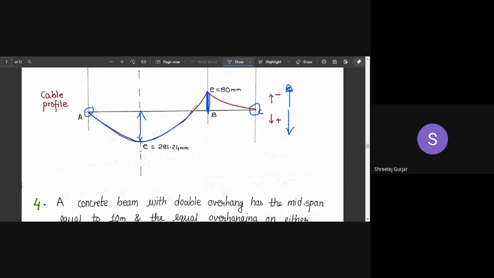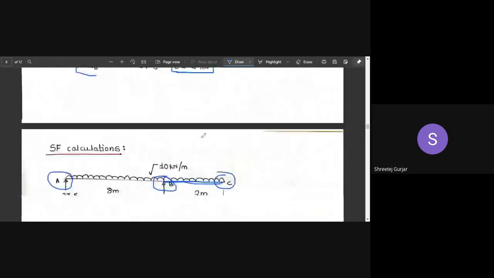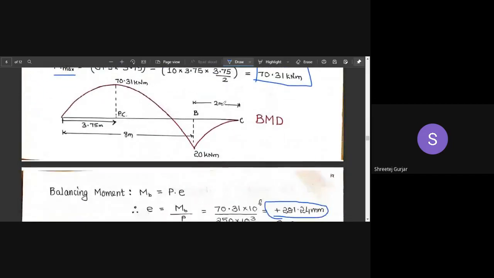So it is in this fashion. Eccentricity is 0 at the supports, at A and at C, not 0 at B. So at B, eccentricity is 80 mm, and at maximum bending moment, eccentricity that we need to provide is 281.24. So it is parabolic, not straight, because we are dealing with a UDL. Because the superimposed load is UDL, your tendon is parabolic. So we have suitably designed a parabolic cable, along with the required eccentricities.